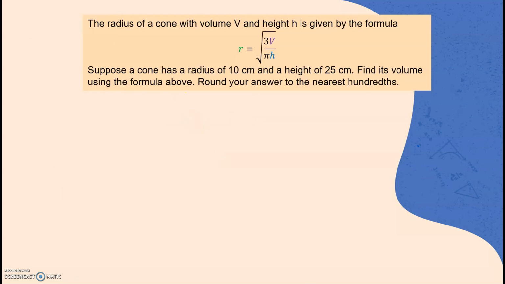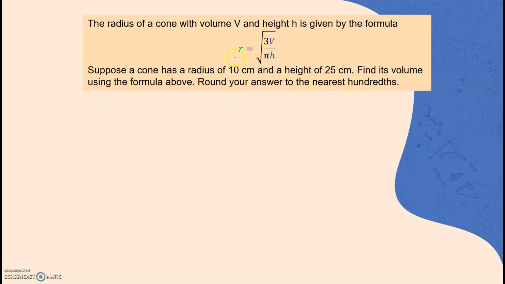Okay. Next, the radius of a cone with volume V and height h is given by the formula R equal to square root of 3V over pi h. So suppose a cone has radius of 10 cm and a height of 25 cm. Find its volume using the formula above. Round your answer to the nearest hundredth.